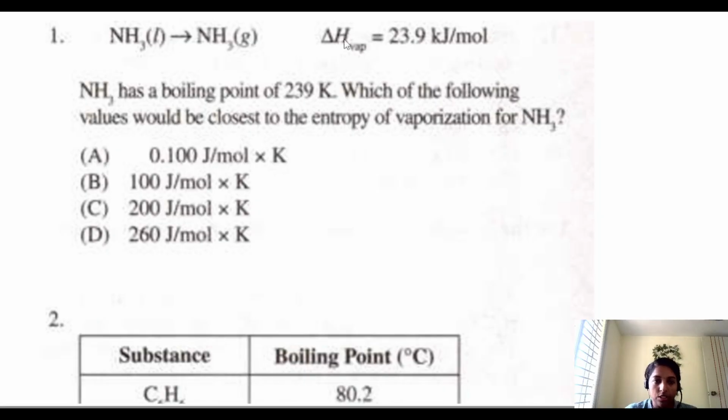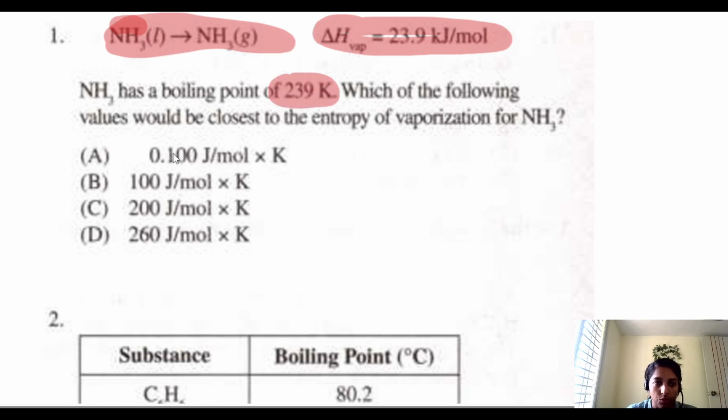Let's do this. So first question, you can read the question, pause the video and try to answer it, and then check with my answer. Okay. NH3 liquid is turning to NH3 gas and the corresponding enthalpy of vaporization is given, and NH3 has a boiling point of 239. Which of the following values would be the closest to the entropy of vaporization for NH3?